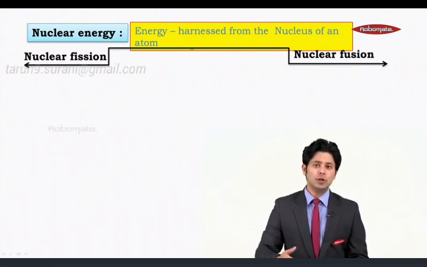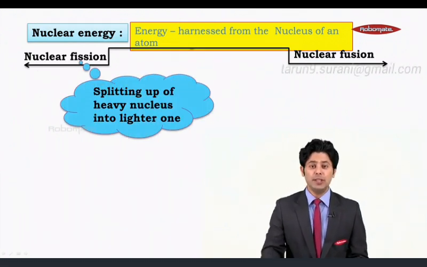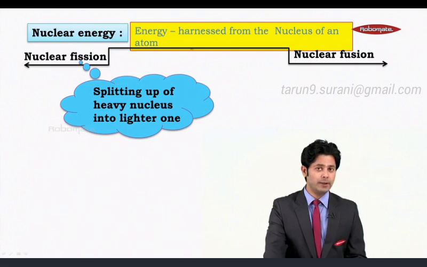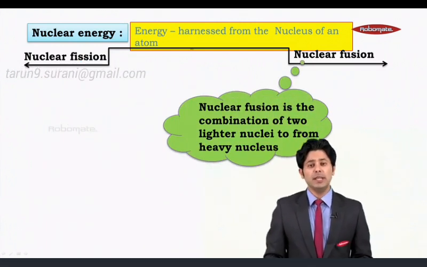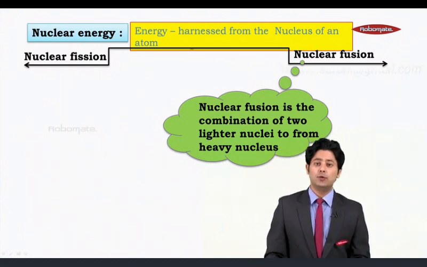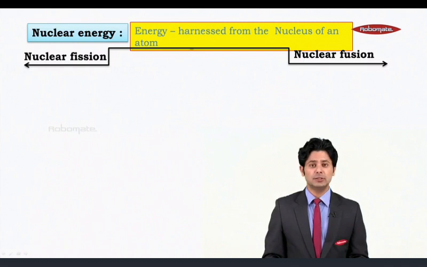Now, what is nuclear fission reaction? It is basically the splitting up of a heavy nucleus into lighter ones. Whereas nuclear fusion reaction is basically the combination of lighter nuclei to form a heavy nucleus. Now let's understand nuclear fission reaction in detail.